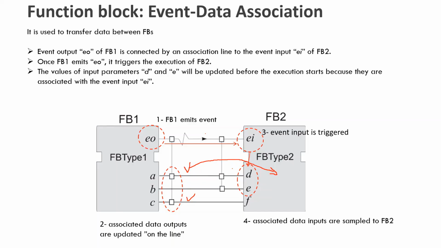So you need to think carefully about the association of events with data when you connect two blocks together. Take those associations into account so you are not surprised if some strange value appears in your data variables.